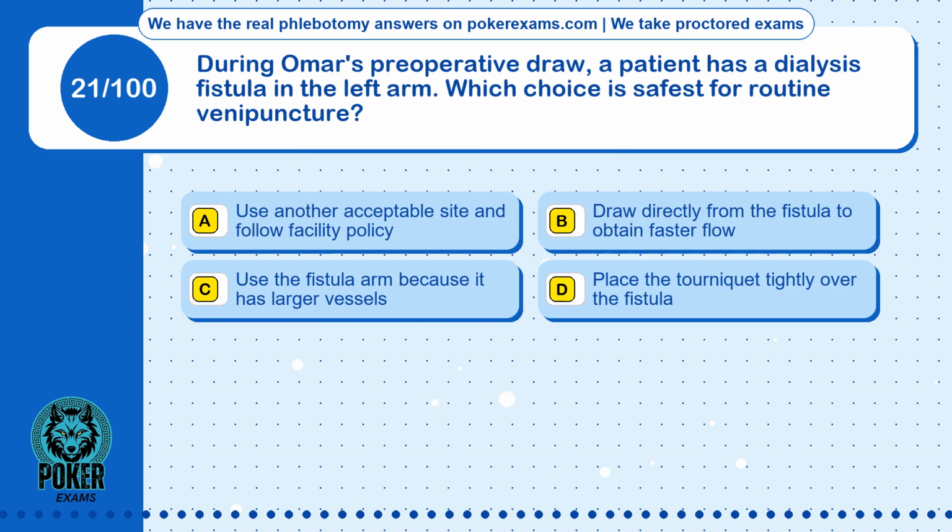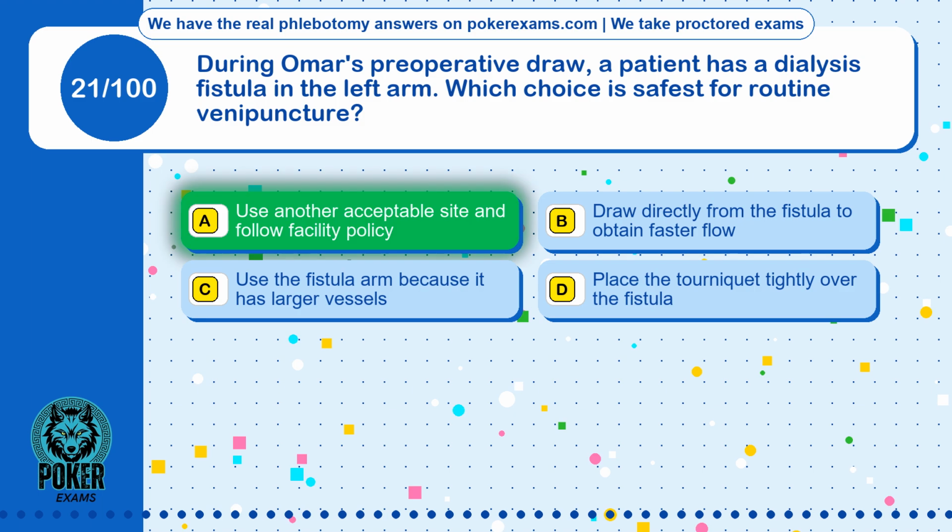Question 21. During Omar's preoperative draw, a patient has a dialysis fistula in the left arm. Which choice is safest for routine venipuncture? Option A. Use another acceptable site and follow facility policy. Option B. Draw directly from the fistula to obtain faster flow. Option C. Use the fistula arm because it has larger vessels. Option D. Place the tourniquet tightly over the fistula.